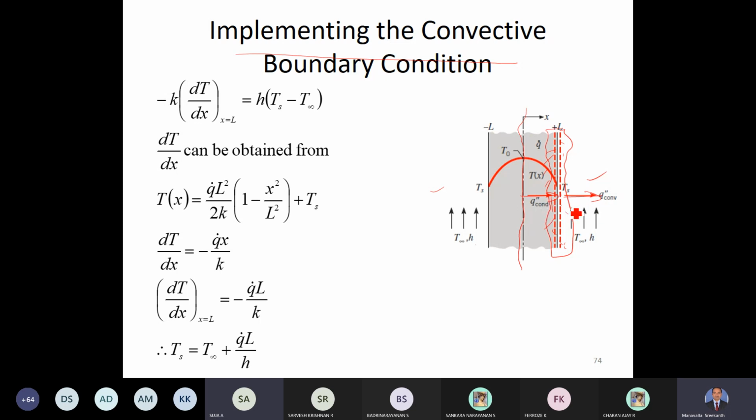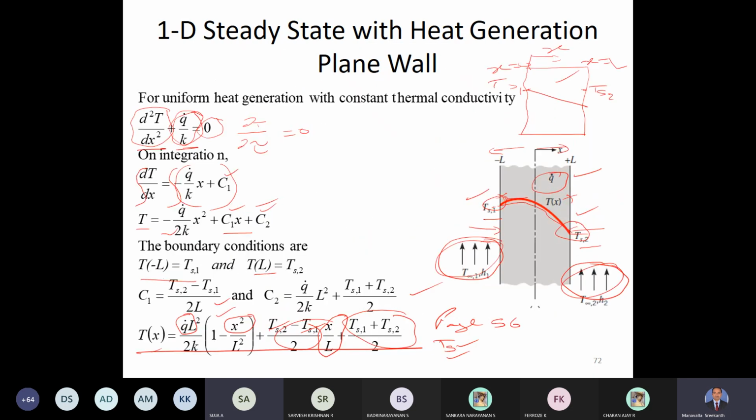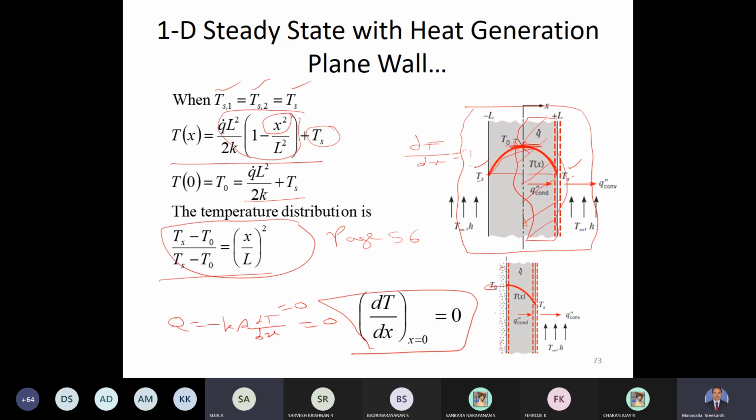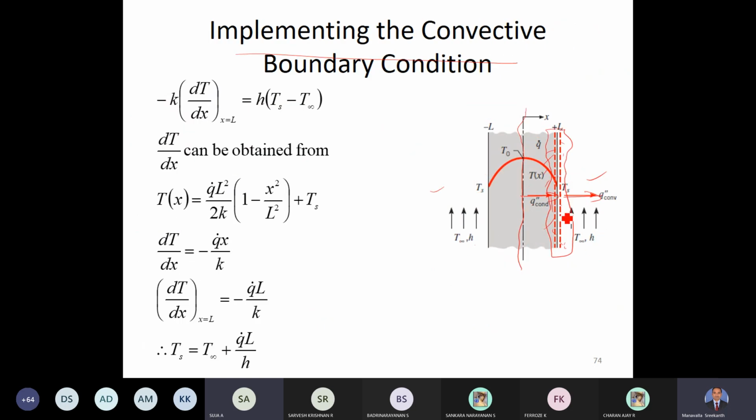Why I am saying the same heat is because we are currently dealing with steady state. Under steady state conditions, there won't be any heat accumulation. Therefore, whatever enters this control volume must leave it. But the mode of entering the control volume is by conduction, and the mode of leaving is by convection. So that's the difference. What we have to do is equate this conduction heat transfer to convection heat transfer. That is exactly what we'll be doing.